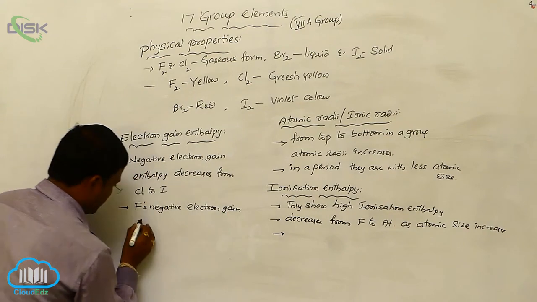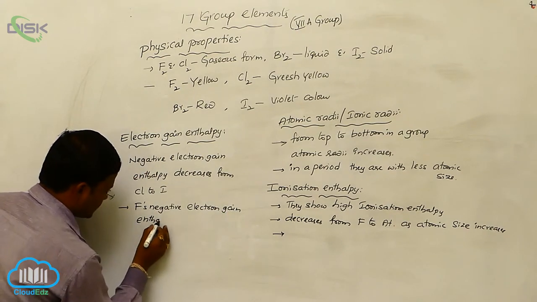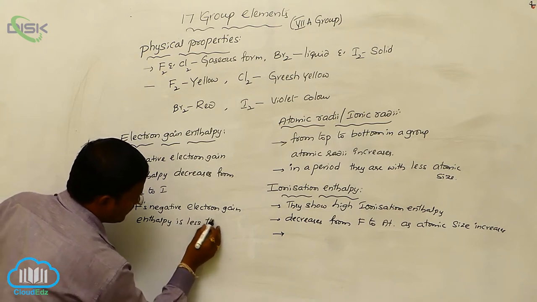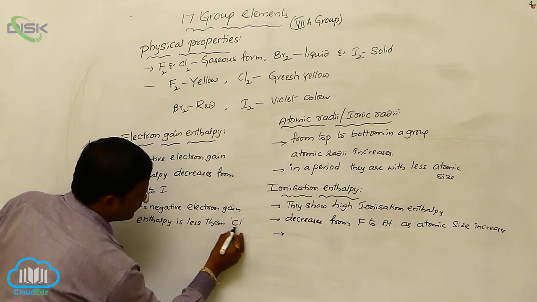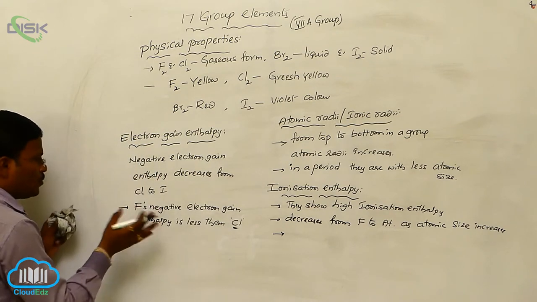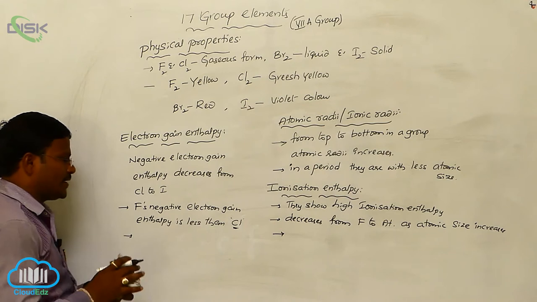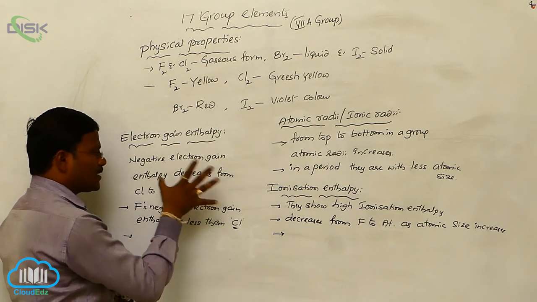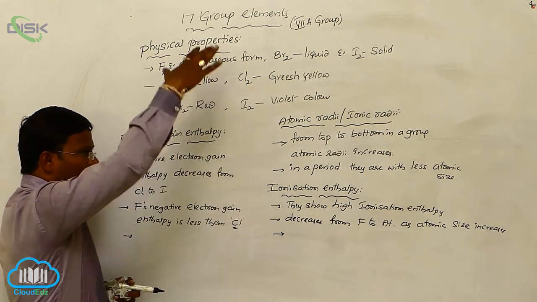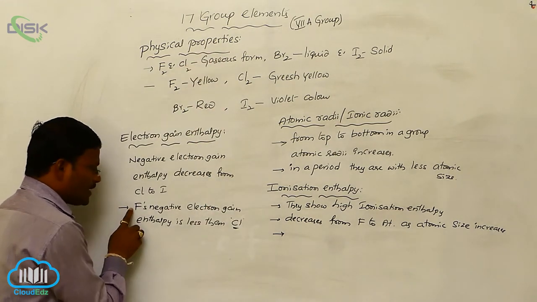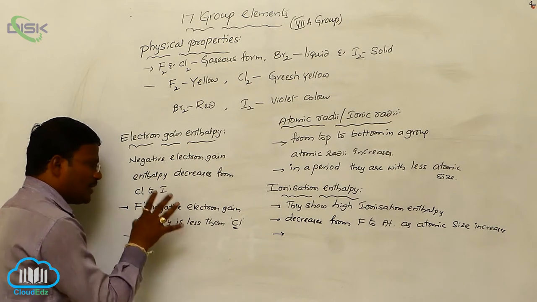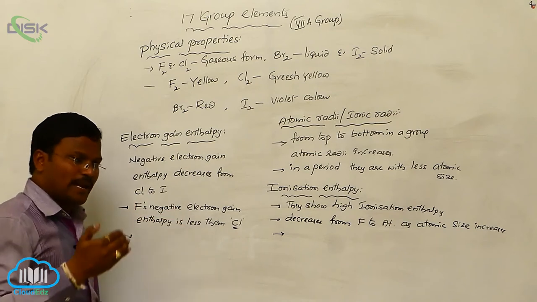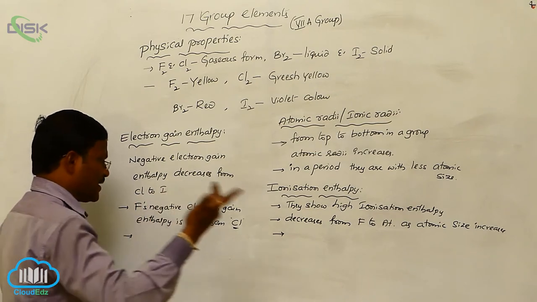Again, fluorine's negative electron gain enthalpy is less than chlorine's. So this is just the opposite phenomenon to the condition stated above. What we stated just now is that from top to bottom, negative electron gain enthalpy values have to decrease. But when compared to fluorine and chlorine, fluorine's negative electron gain enthalpy is less than chlorine's. That means from fluorine to chlorine, negative electron gain enthalpy values increase.